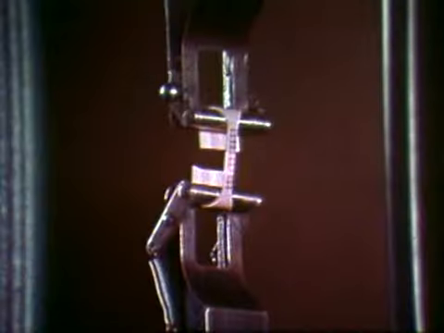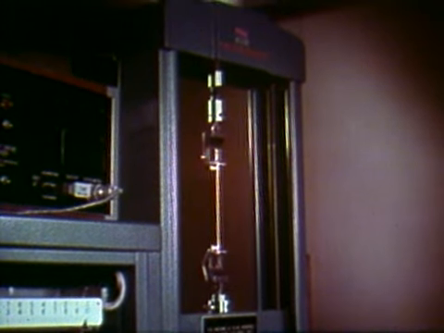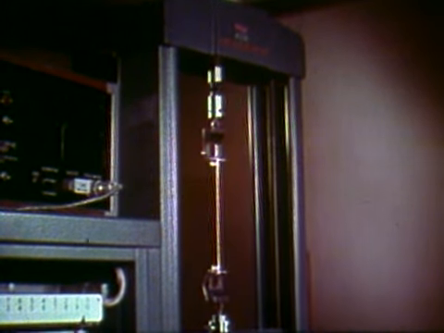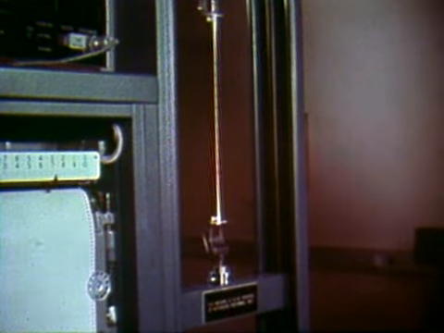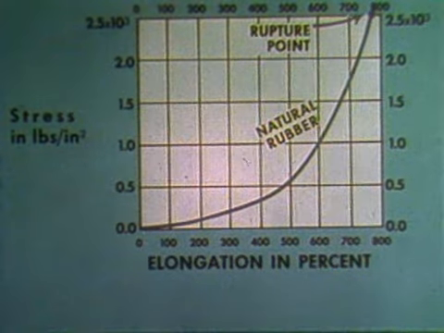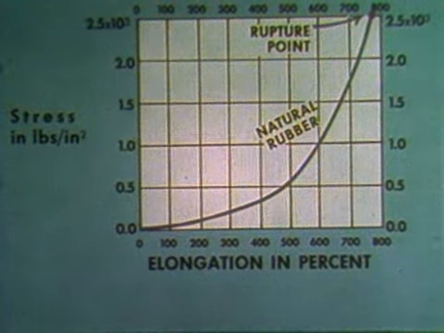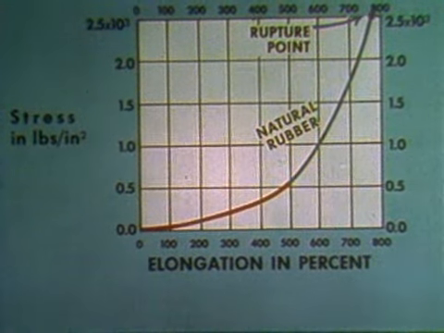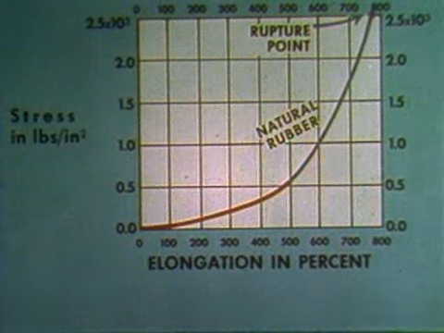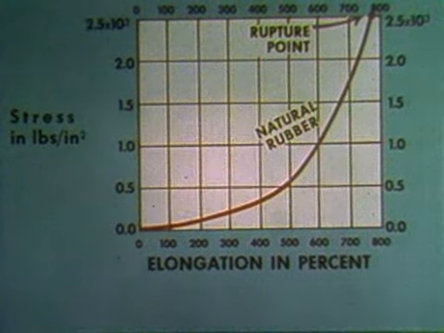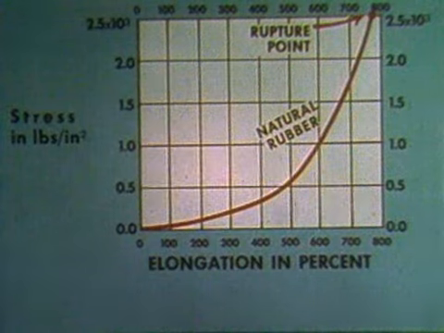Cross-linked rubber is strong as this tensile test shows. The sample's resistance to stress increases steadily up to the point of rupture. Here is its stress-strain curve. Stress resistance remained quite low, up to about 500% elongation. Then resistance increased substantially.